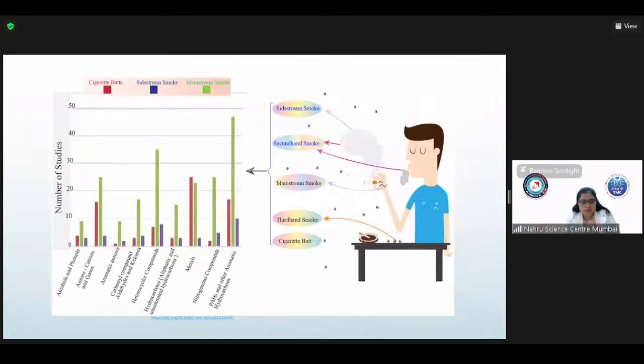Let me tell you here, as shown in this graph, the mainstream smoke, side stream smoke, second-hand smoke, and the third-hand smoke, as well as the cigarette and bidi butts, contain various chemicals, as shown here in this diagram. All of them are harmful for health and are responsible for various risk factors of illnesses and diseases on the consumer as well as on our environment.